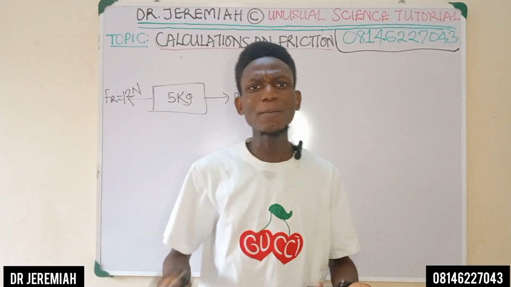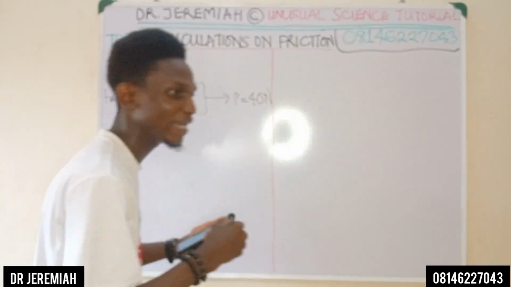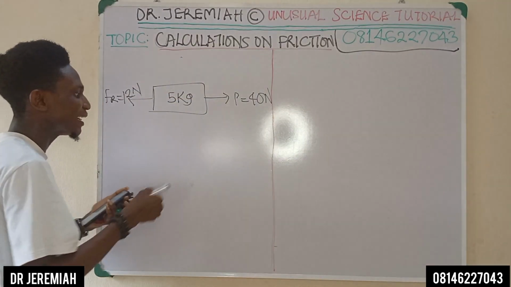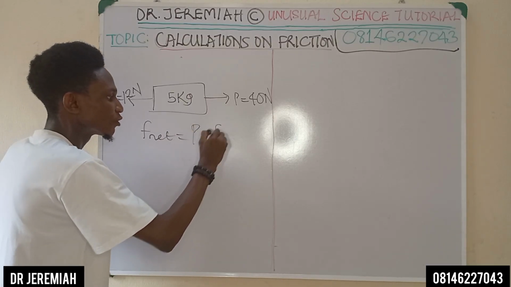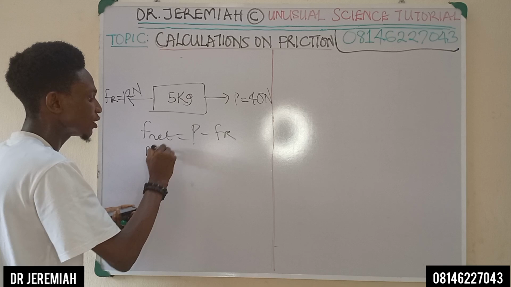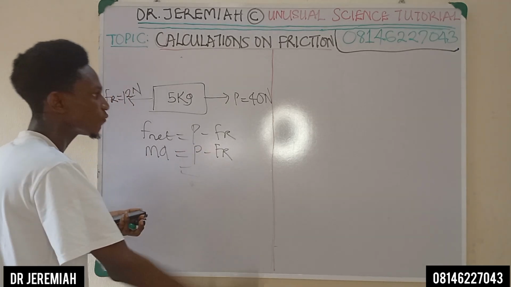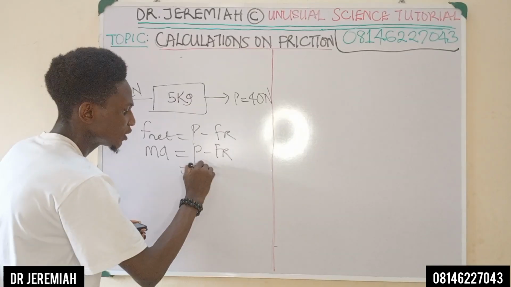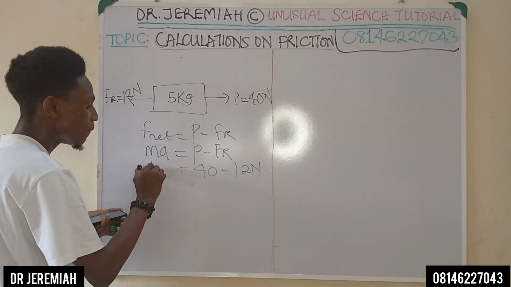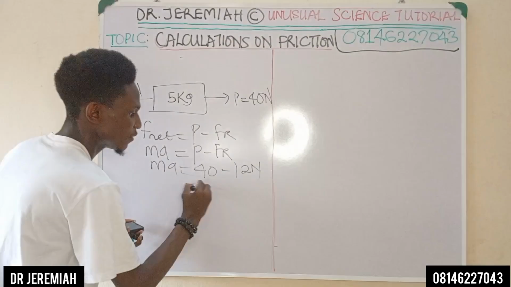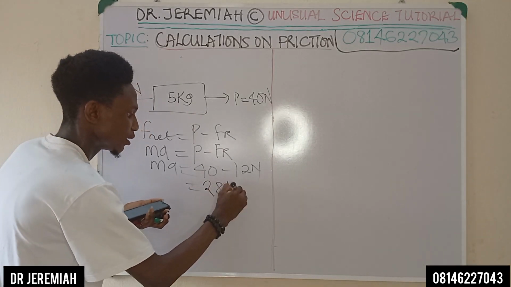You might say, why am I calculating acceleration? Also, some people don't know the formula of net force I gave you earlier. Remember, what's the simple thing to do now? Your net force equals pulling force minus frictional force, and your net force equals mass times acceleration, which equals pulling force minus frictional force. Now, what is the pulling force? 40 Newtons, and what is the frictional force? 12 Newtons. So you have mass times acceleration equals 40 minus 12, we are going to get 28 Newtons.